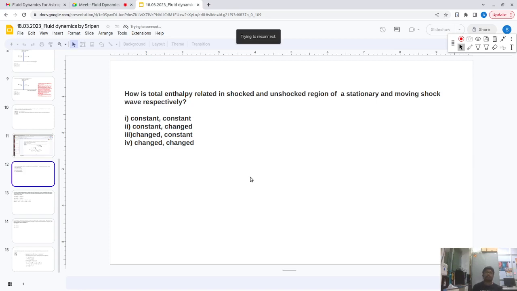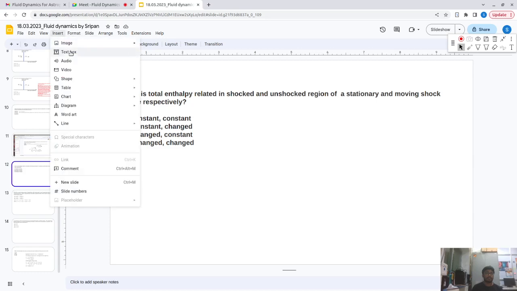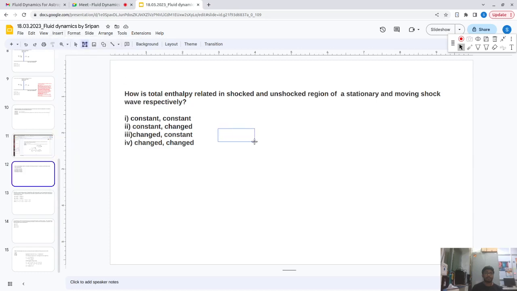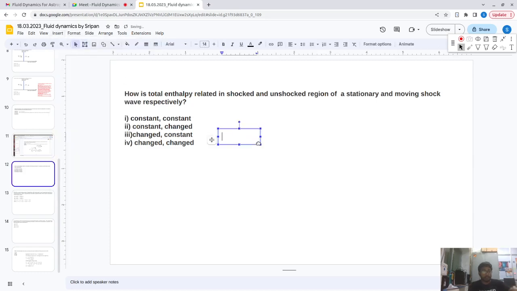Okay, so for a stationary shock, the enthalpy will remain constant, and when you move to the moving shock problem, it will change. So for stationary it will be constant, for moving it will be changing. So the answer is the second one.